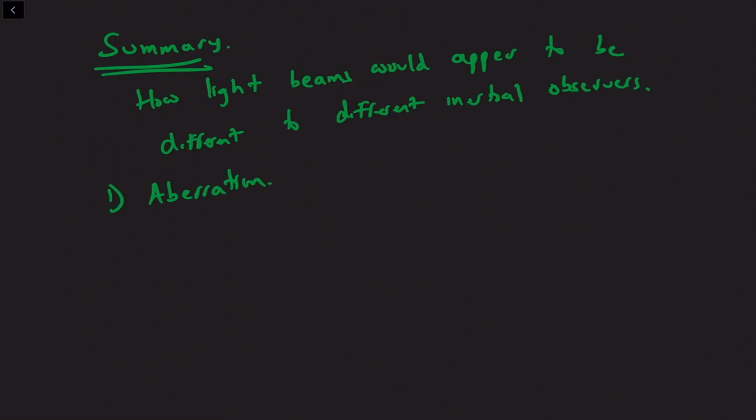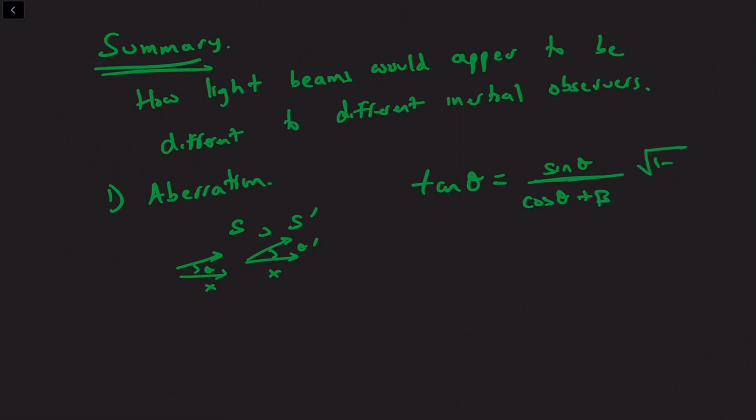which is the deflection of the light beam, or the direction the light beam appears to be moving relative to the direction of relative motion between observers S and S prime. So if observers S and S prime are in relative motion, let's say along the x-axis, and the light beam makes an angle theta prime as seen by S prime, and it makes an angle theta as seen by S, then we saw that there's a relationship between theta and theta prime, which is given by tan theta is sine theta prime over cosine theta prime plus beta into the square root of 1 minus beta square.